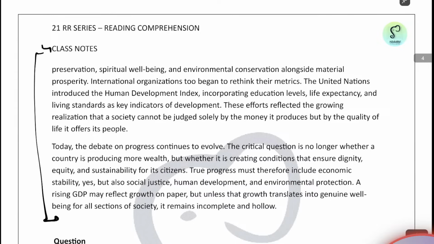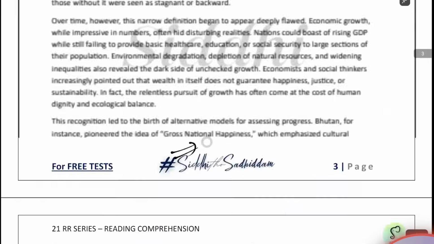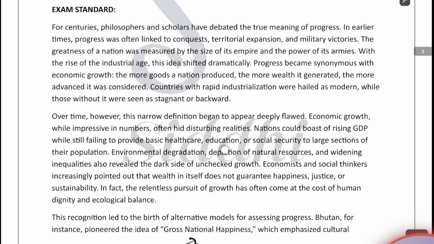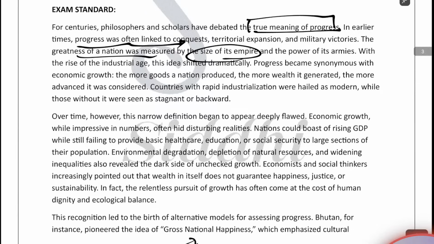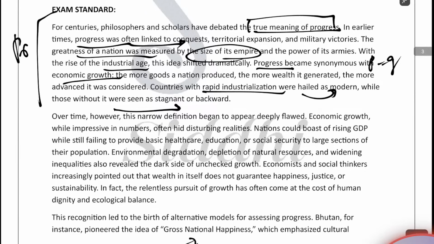Done? So what is the summary here? Let's read it. I did not read this, so I'll read it now. For centuries, there is a debate on the true meaning of progress. This is one line that I will pick up. Progress was linked to conquest earlier, with various examples, and greatness was also measured by size. But industrialization has increased. Progress is now economic growth, and there is rapid industrialization in which some became modern and others remain backward. So this is a topic of progress.